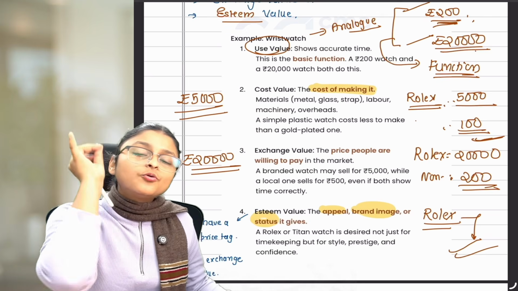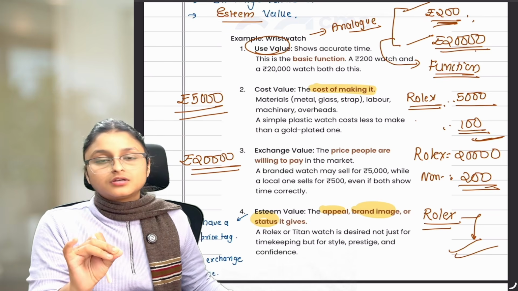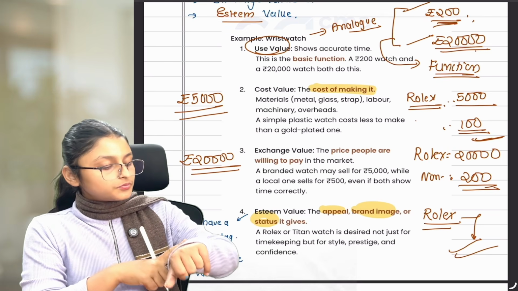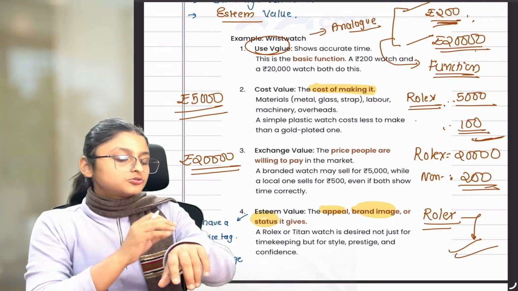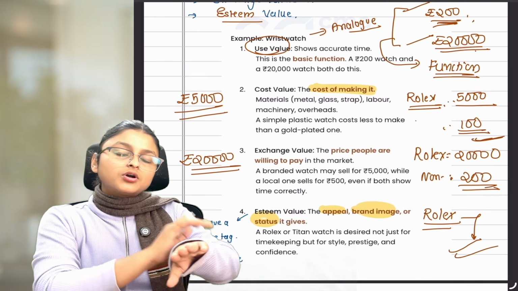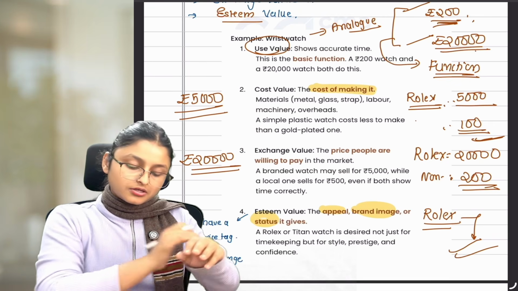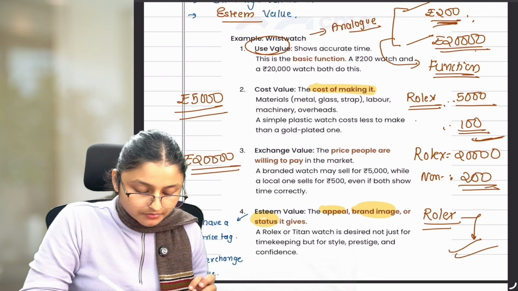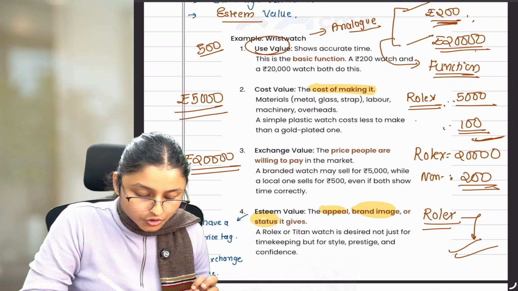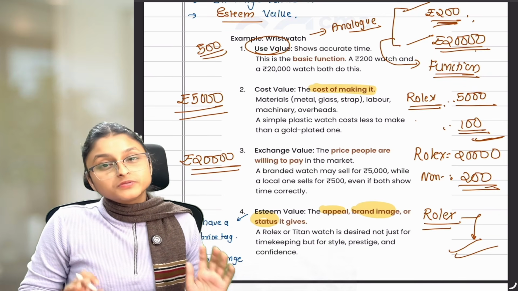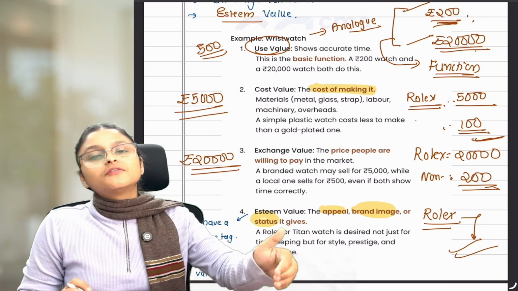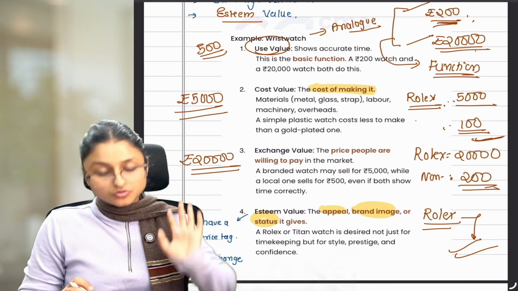To get only the basic function, like to get the watch to show only the time, that is the basic function of the watch. To show only time, what is the cost which we have incurred? Let's say to show the time, we have incurred only 500 rupees, and that is the cost of use value. So to perform the basic function, whatever cost you have incurred is the use value cost.